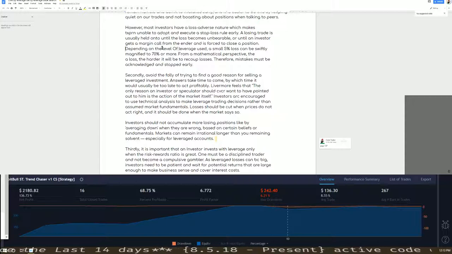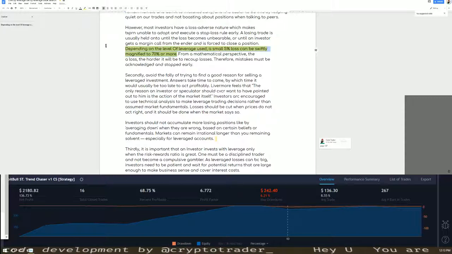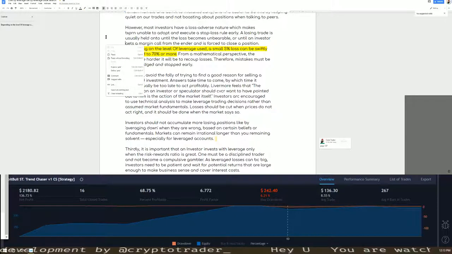Level of leverage. The level of leverage used means a 5% loss is swiftly magnified to 70% or more, depending on the leverage used. Highlighting this because the average loss versus the average win can make you dollars, starting off with $60.